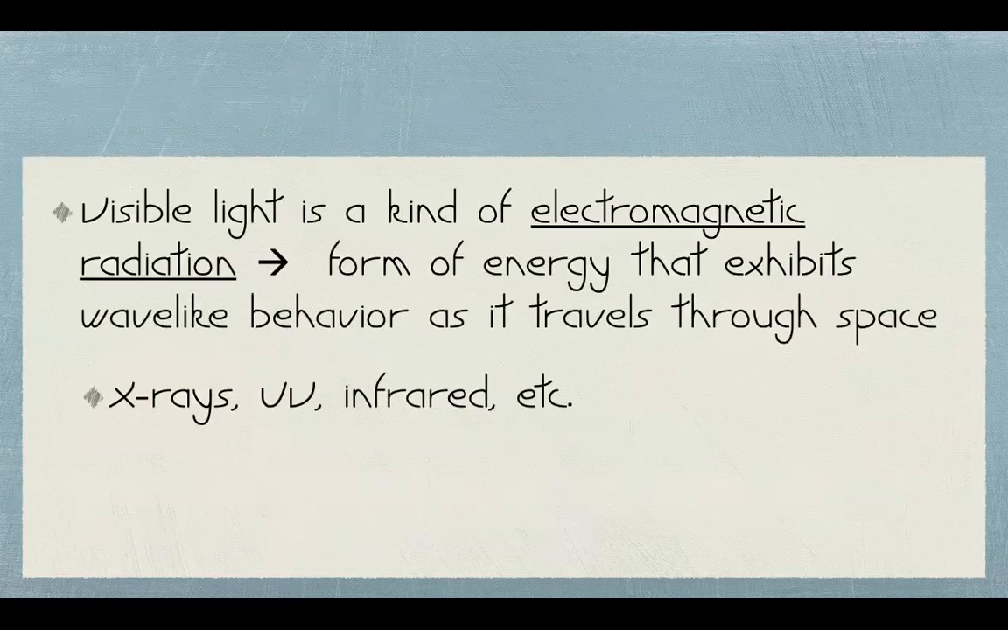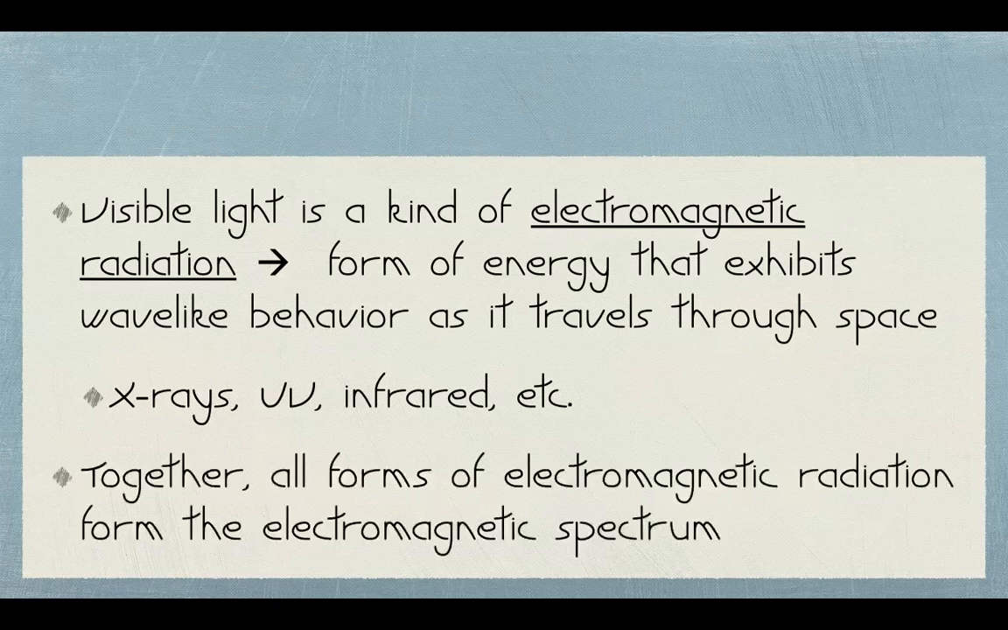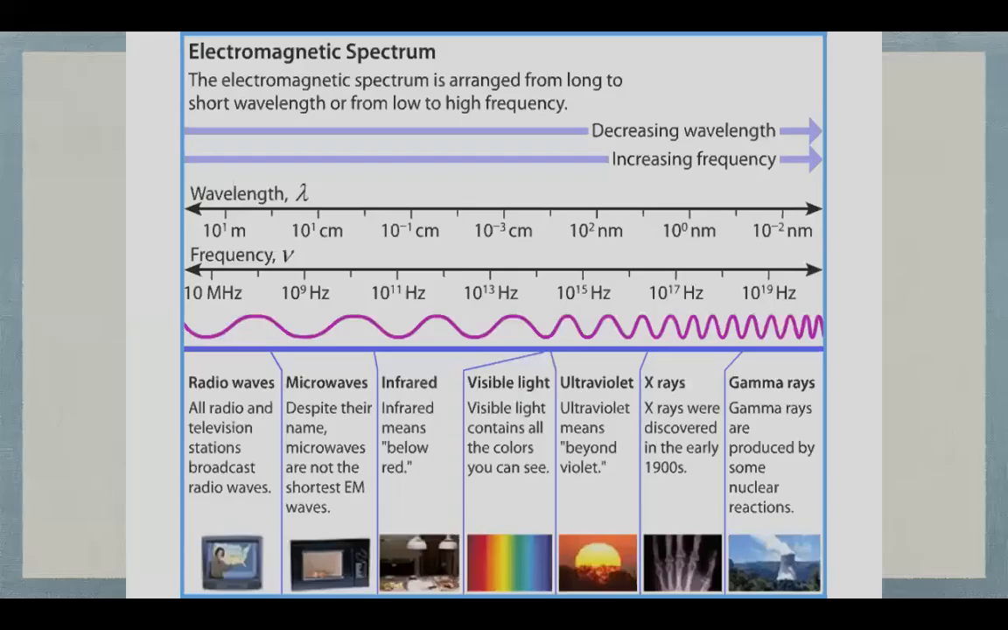So the first thing we're going to do is look at the properties of light. Now, visible light is part of what we call the electromagnetic spectrum, or EM spectrum, because it's a kind of electromagnetic radiation. This is a form of energy that acts like a wave as it travels through space. There's a lot of different types of energy on the EM spectrum.